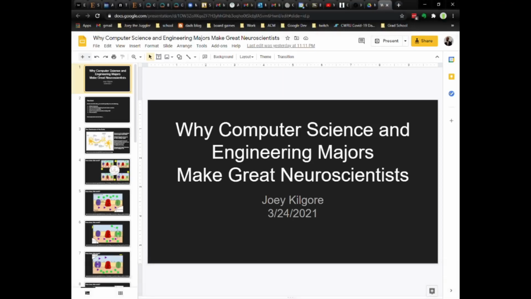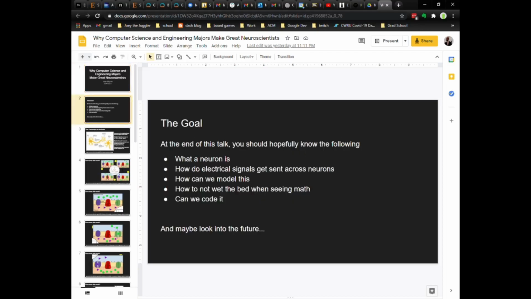Why computer science and engineering majors make great neuroscientists? What are you going to know by the end of this? What a neuron is, how the electrical signals go across it, how can we model it, what does the math look like behind it, and then how do we code up all that math?